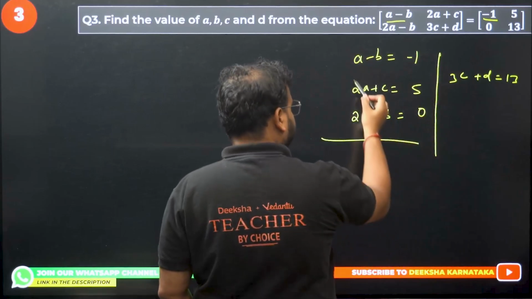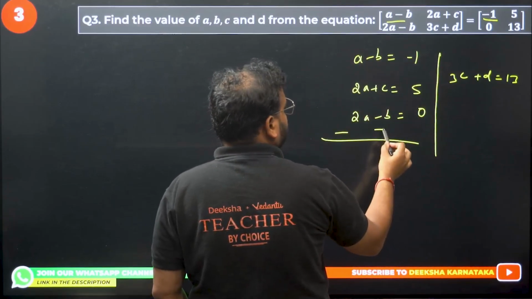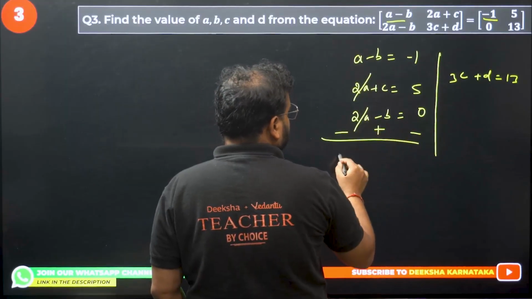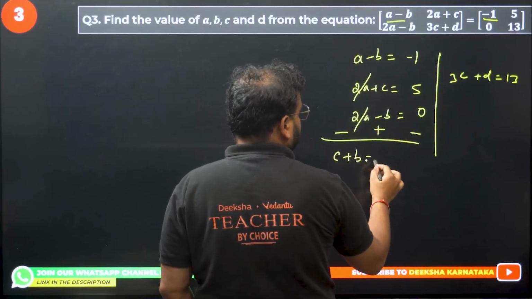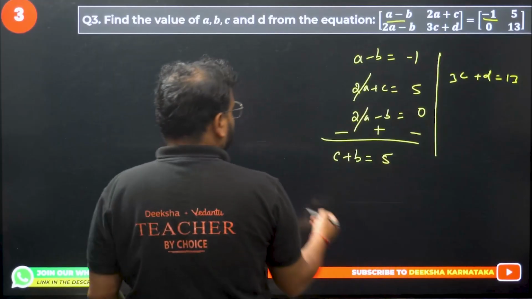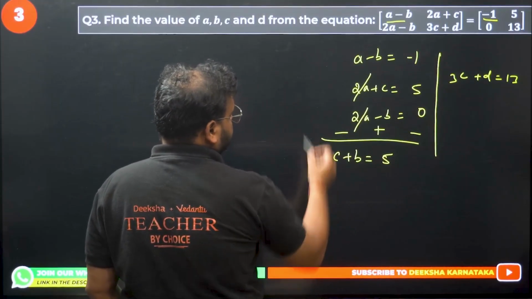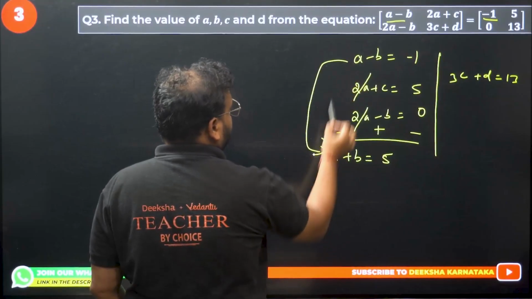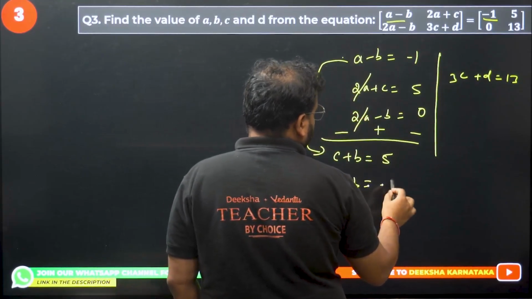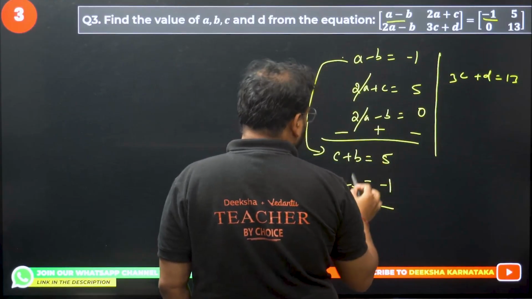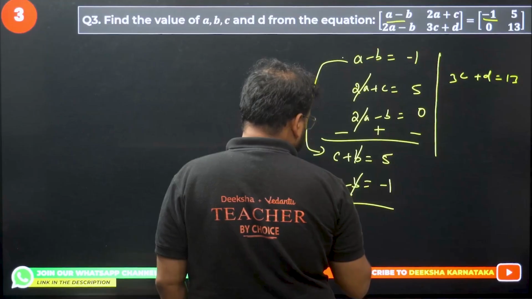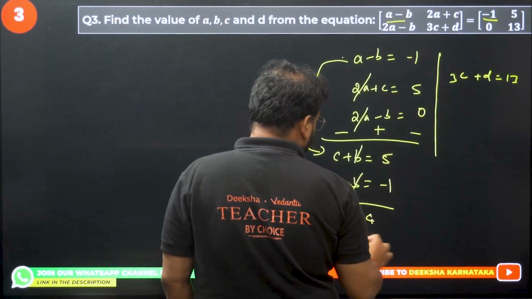Subtract over here. Subtraction. This will be cancelled. You have here C plus B is 5. C plus B is 5. Okay. All right. So we'll make use of this equation. So we have A minus B equals minus 1. Add them. B cancels. We get here C plus A, so A plus C equals 4.